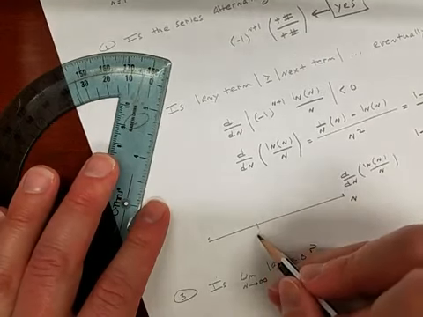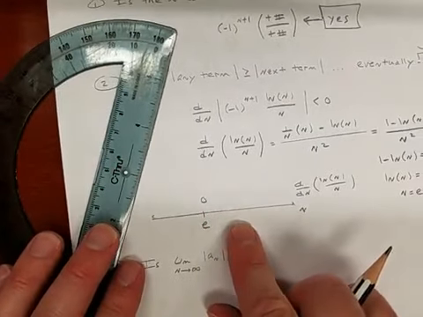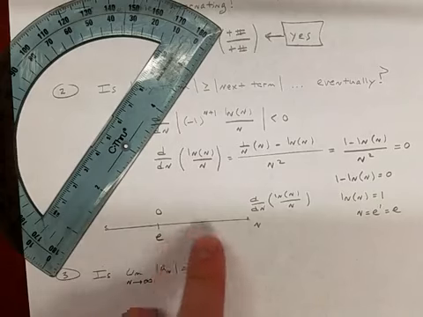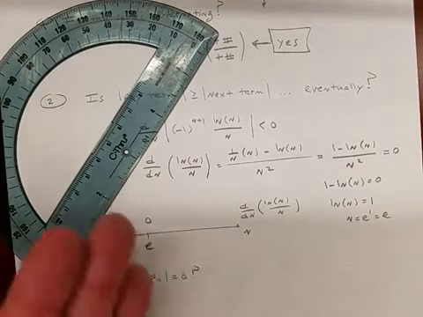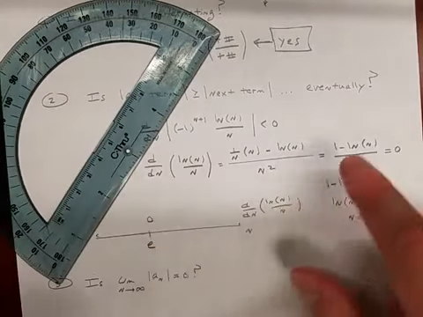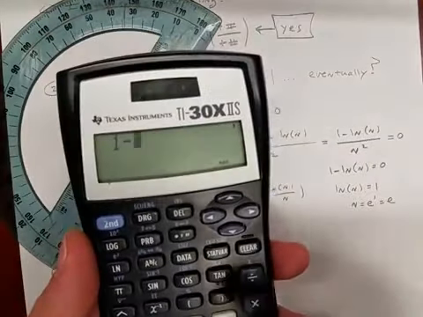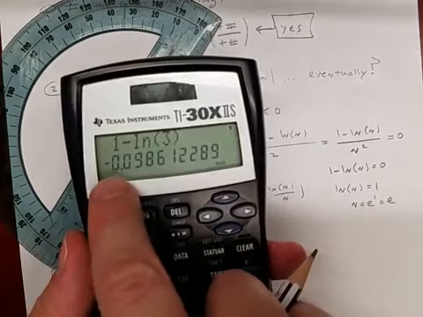I know when n is e, the derivative is 0. What if it's bigger? Well, give me a number bigger than e as a test value into the derivative, and we'll see what we get. All right, so e is 2.7 or so. Let's try 3. So I'll do 1 minus natural log of 3, and that is in fact negative.